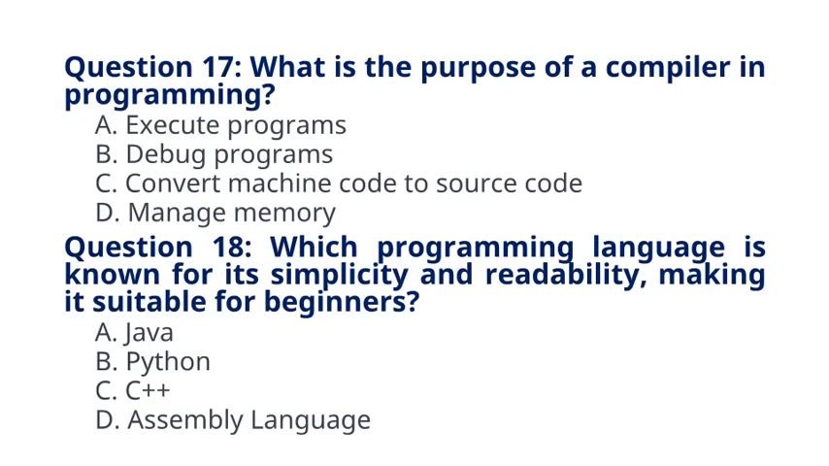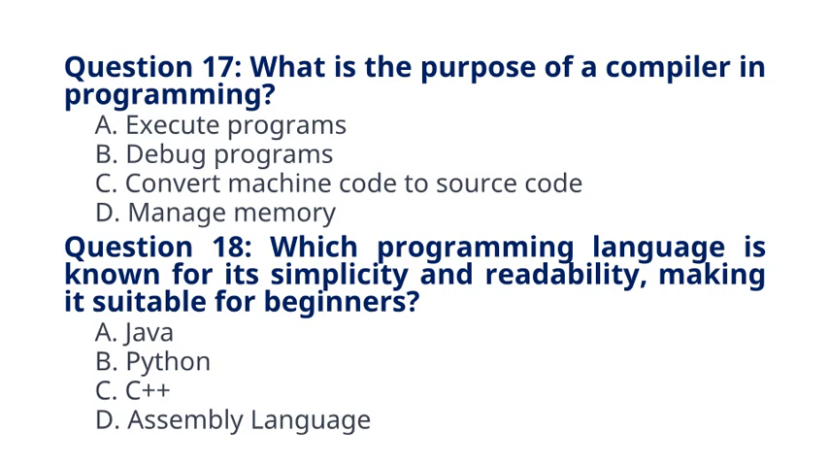Question 17. What is the purpose of a compiler in programming? A. Execute programs. B. Debug programs. C. Convert machine code to source code. D. Manage memory. The correct answer to question 17 is option C. Convert machine code to source code. Explanation. A compiler translates high-level programming code into machine code that can be executed by a computer.